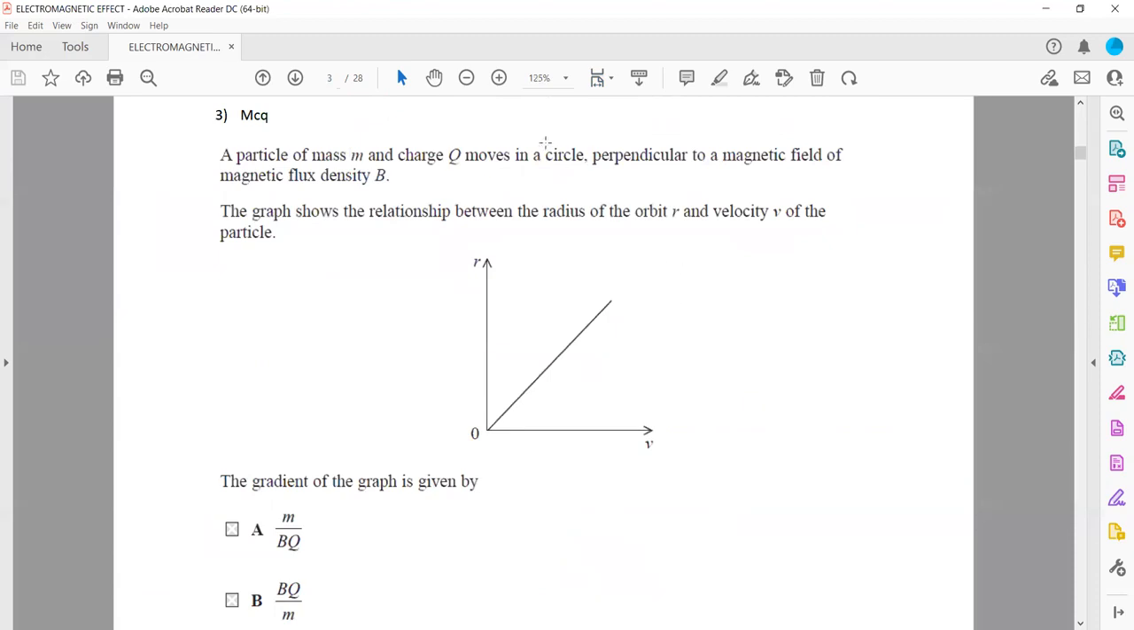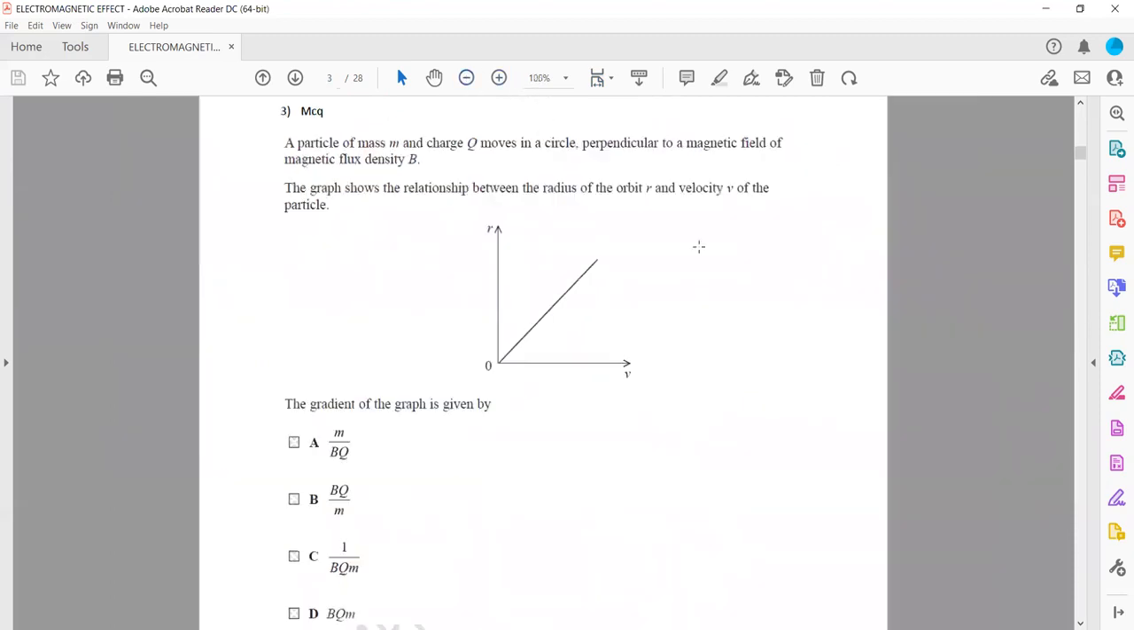The next one: a particle of mass M and charge Q moves in a circle perpendicular to a magnetic field. So what happened? The magnetic force is causing a rotation. So we can say the magnetic force is equal to the centripetal force. The graph shows the relation between the radius of orbit r and the velocity. What is the gradient of the graph? So how do we work out the gradient of this graph?